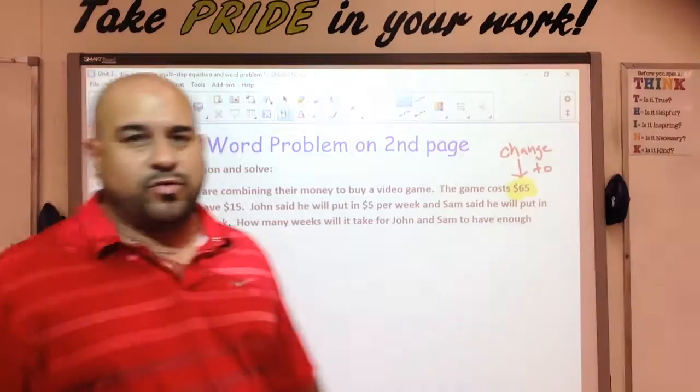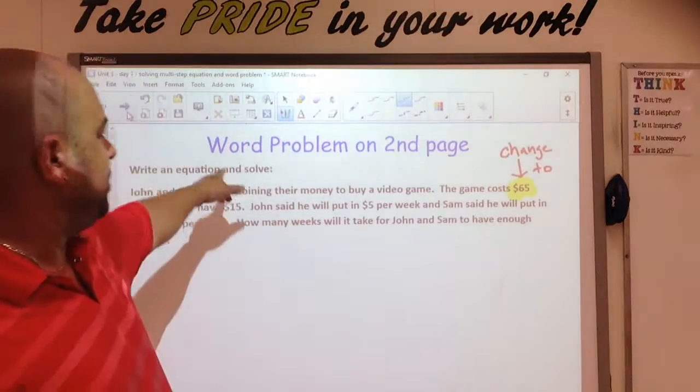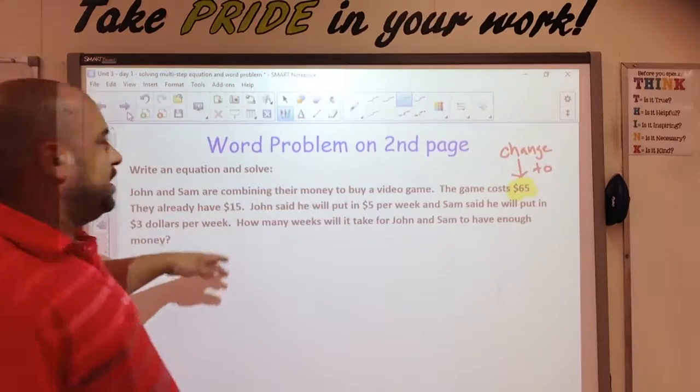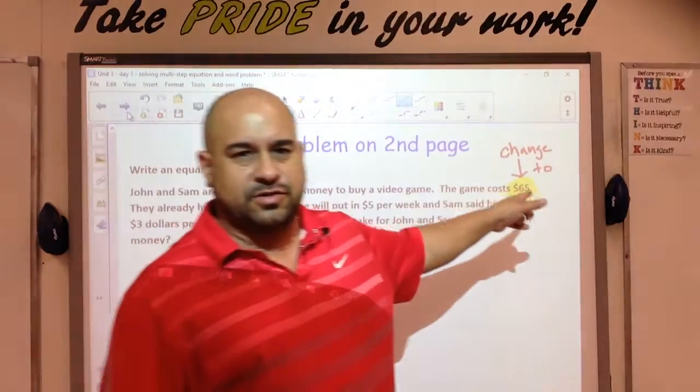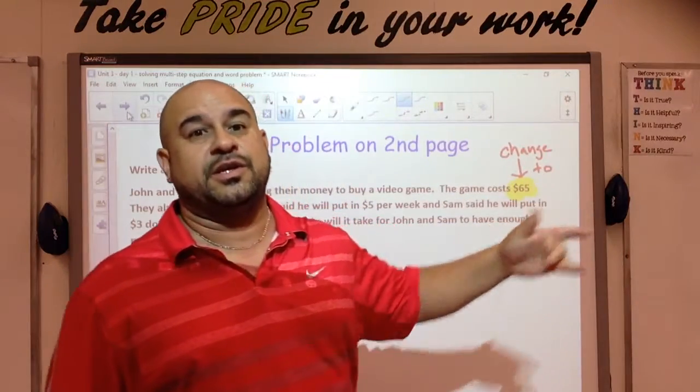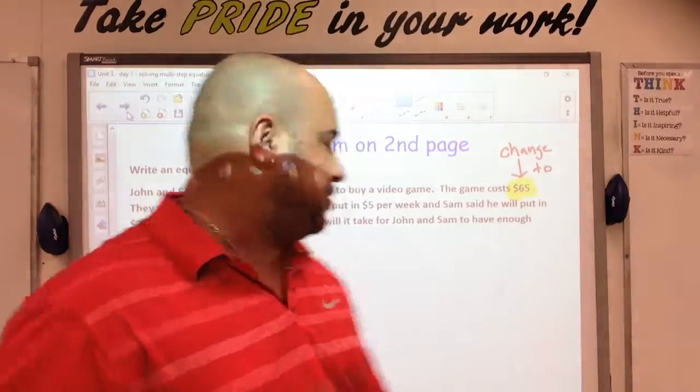Now we're going to deal with word problems. So we have a word problem here on page 2. And if you could, it says here the game costs $60. I've changed it to $65. So please make a note of that on your packet.